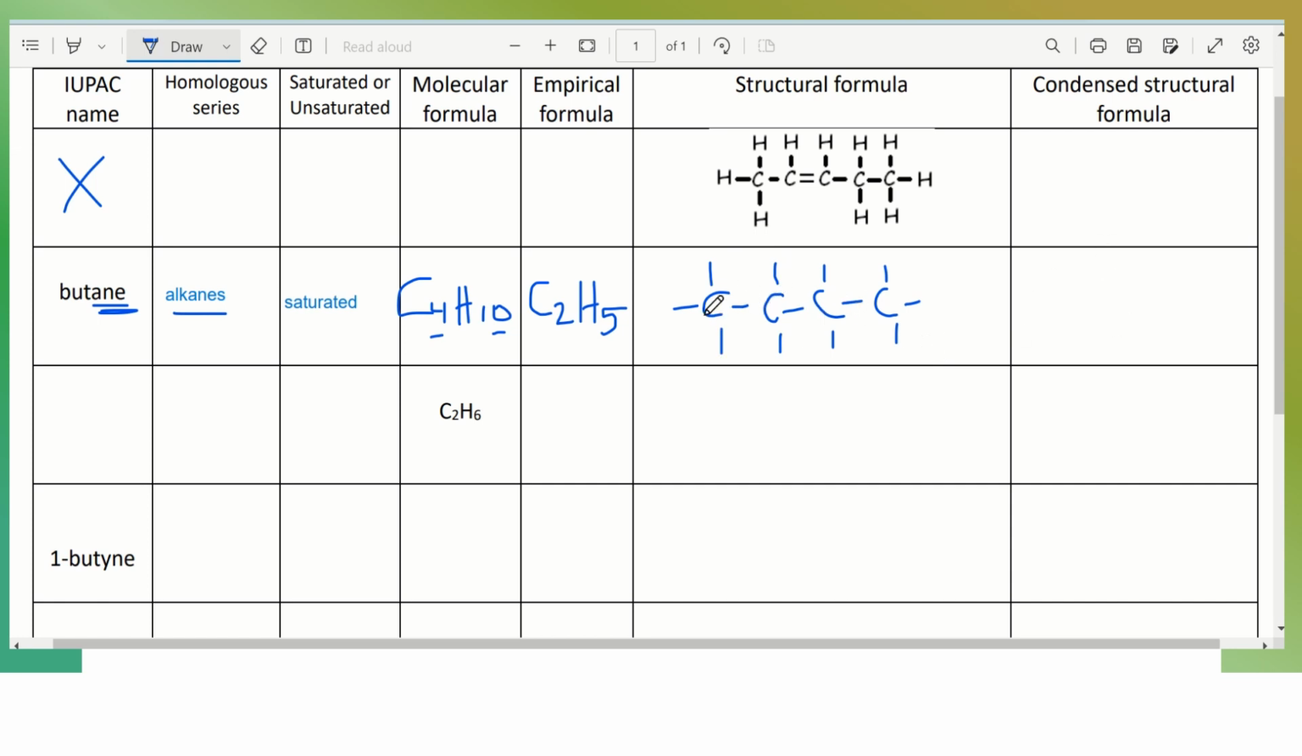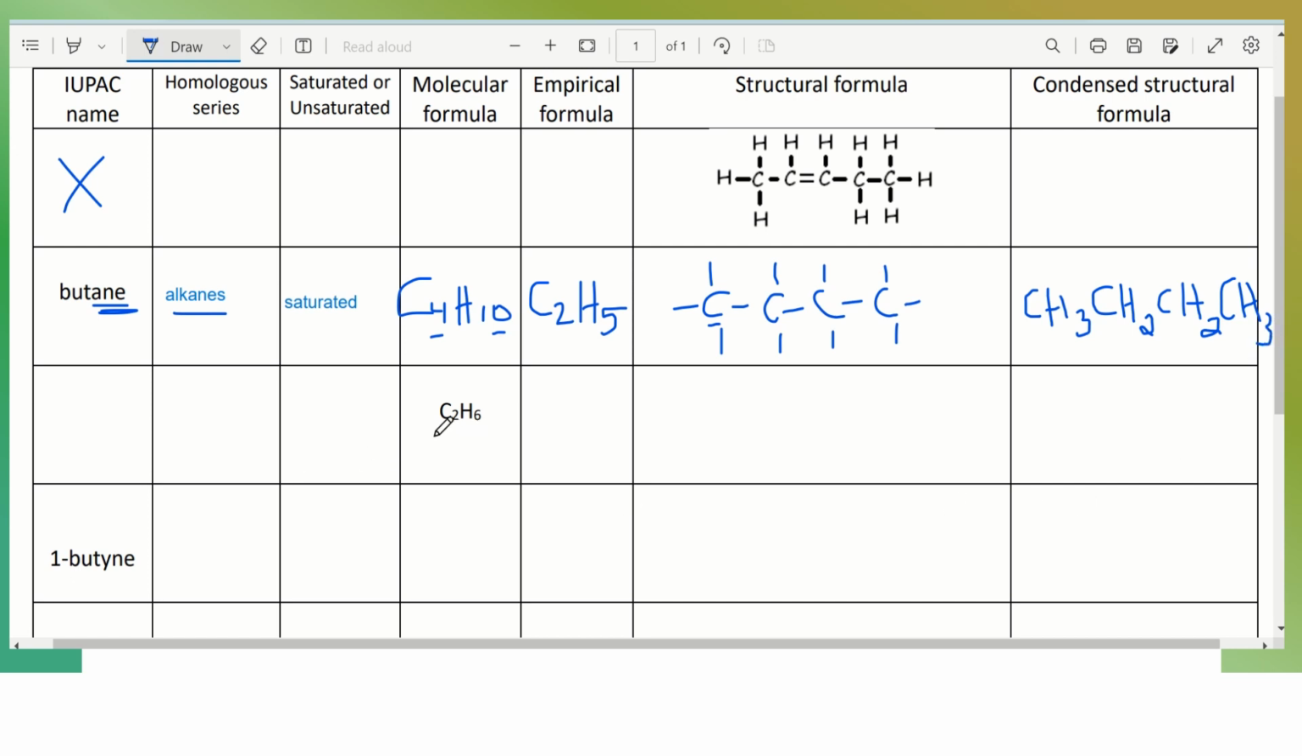And then my condensed structural formula, I write a C first, and then I look at what is attached to this C that is not another C. So H3, a C, what's attached to it that's not another C, H2, a C, what is attached to it that is not another C, H2, and a C, and what is attached to it that is not another C, H3. All right, there we go.